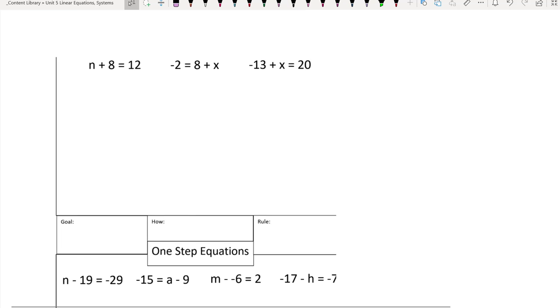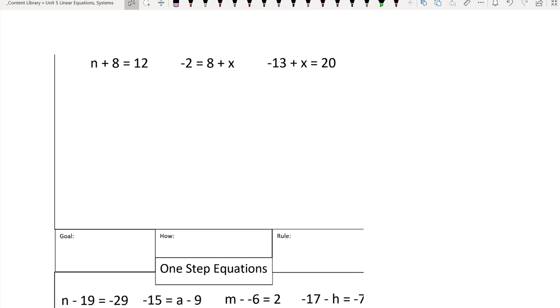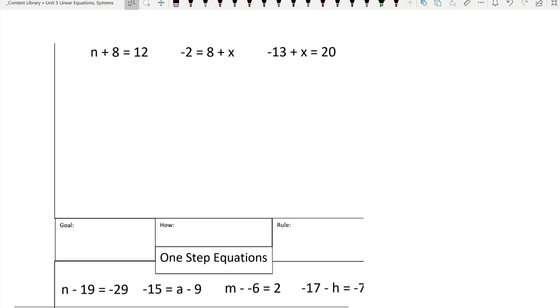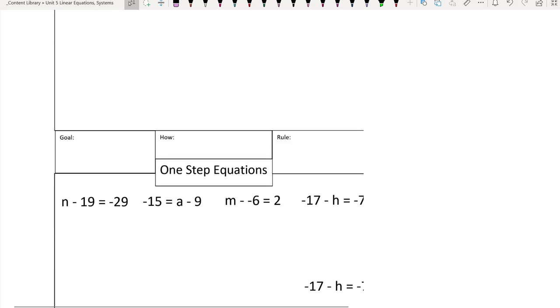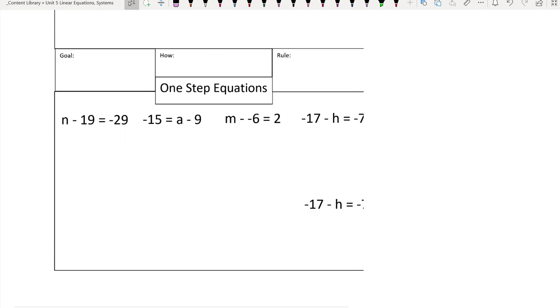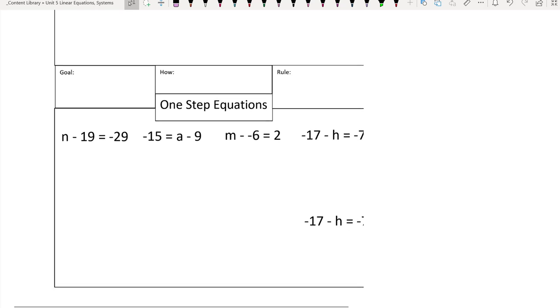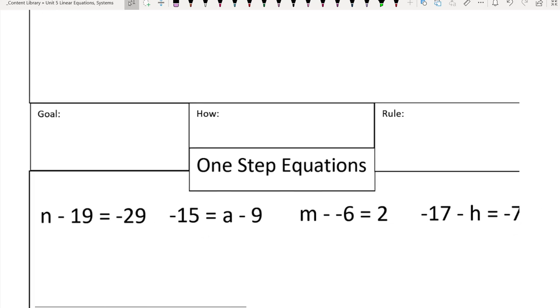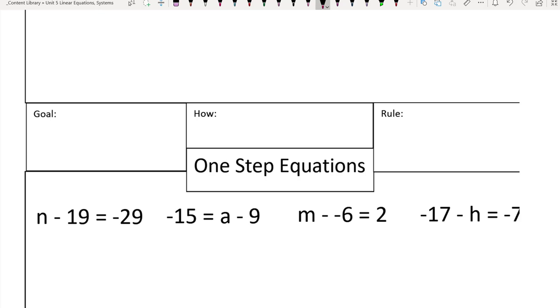So let's look at solving one-step equations. On the front side of this page, you'll notice that every equation up at the top is dealing with addition. All the equations at the bottom are dealing with subtraction. So let's just focus on solving equations in general.